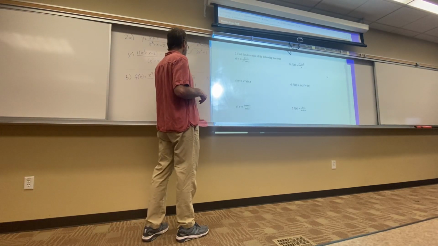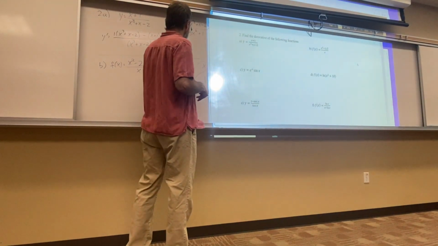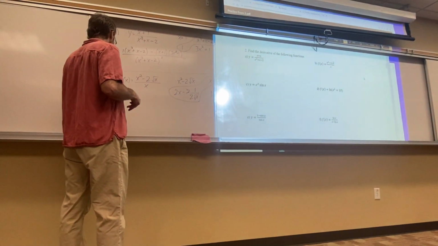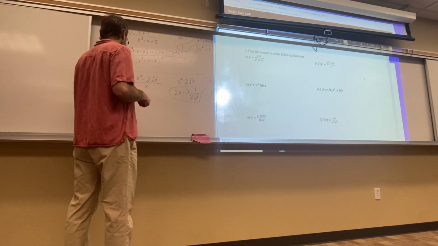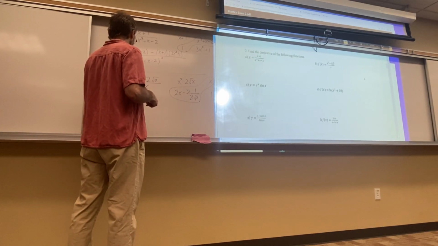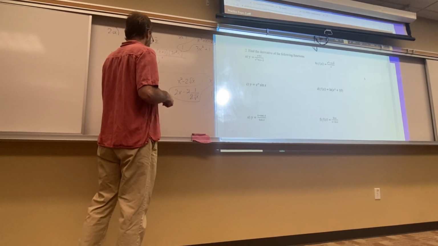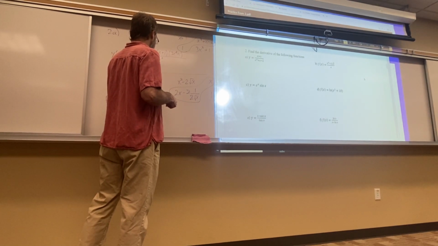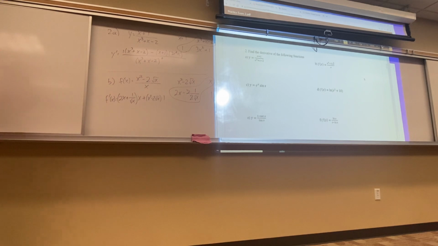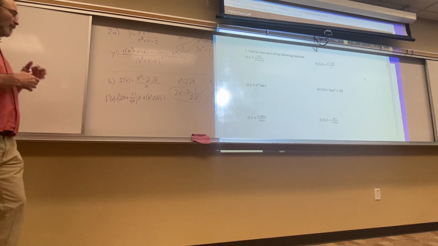Those cancel. So this is going to be 2x plus 1 over square root of x times x plus x squared minus 2 square root of x, all over x.